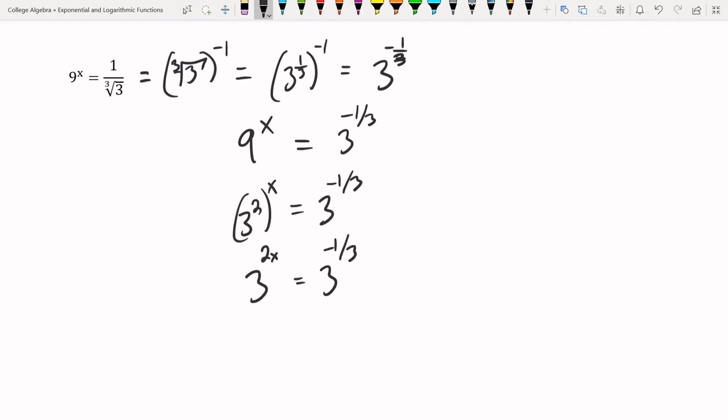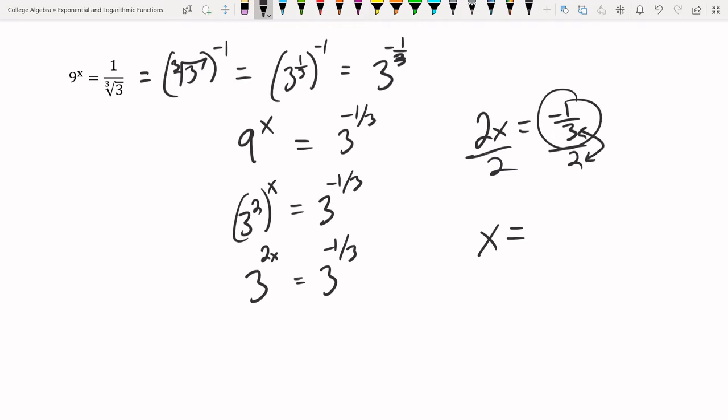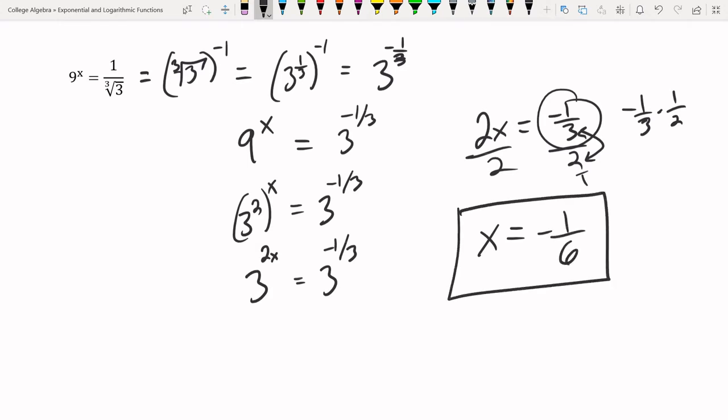And now we have the same base. So the only way these things are equal is if their exponents are equal. 2x must equal -1/3. Divide by 2. Whenever you're dividing a fraction by just a number, that's the same thing as multiplying the denominators. It's the same thing as multiplying by the reciprocal. The reciprocal of 2 is 1/2, and you're multiplying those things together. So really we just have x equal to -1/6.